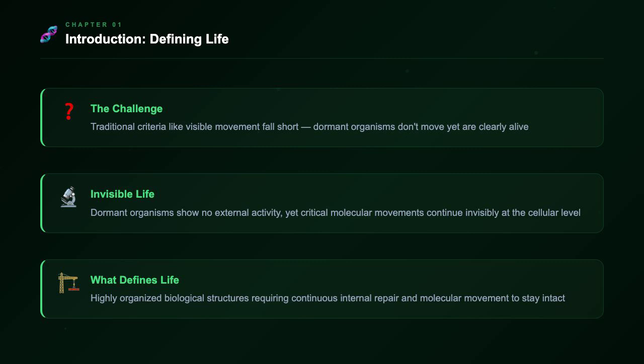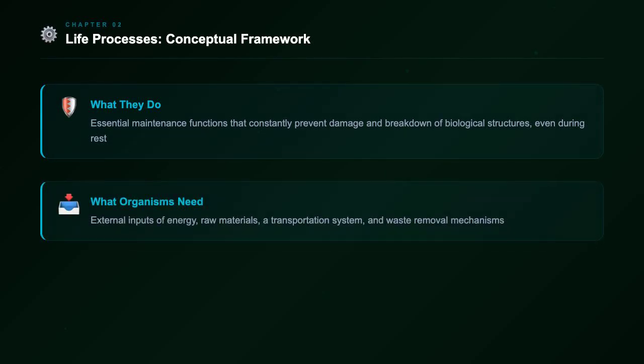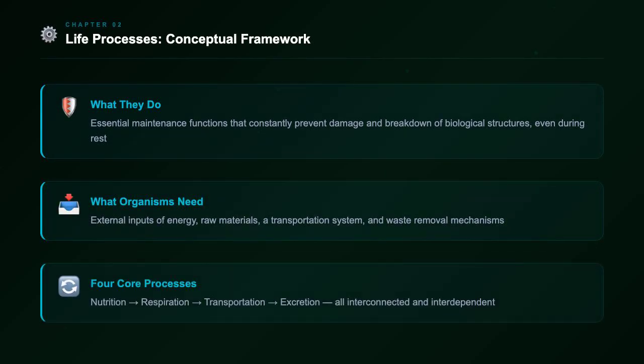against environmental breakdown. Life processes are the essential maintenance functions that constantly prevent the damage and breakdown of biological structures, even during rest. To sustain these functions, living organisms require external inputs of energy, raw materials, a transportation system, and waste removal mechanisms. The core system relies on four interconnected processes: nutrition for energy intake, respiration for energy production, transportation for internal distribution, and excretion for waste elimination.